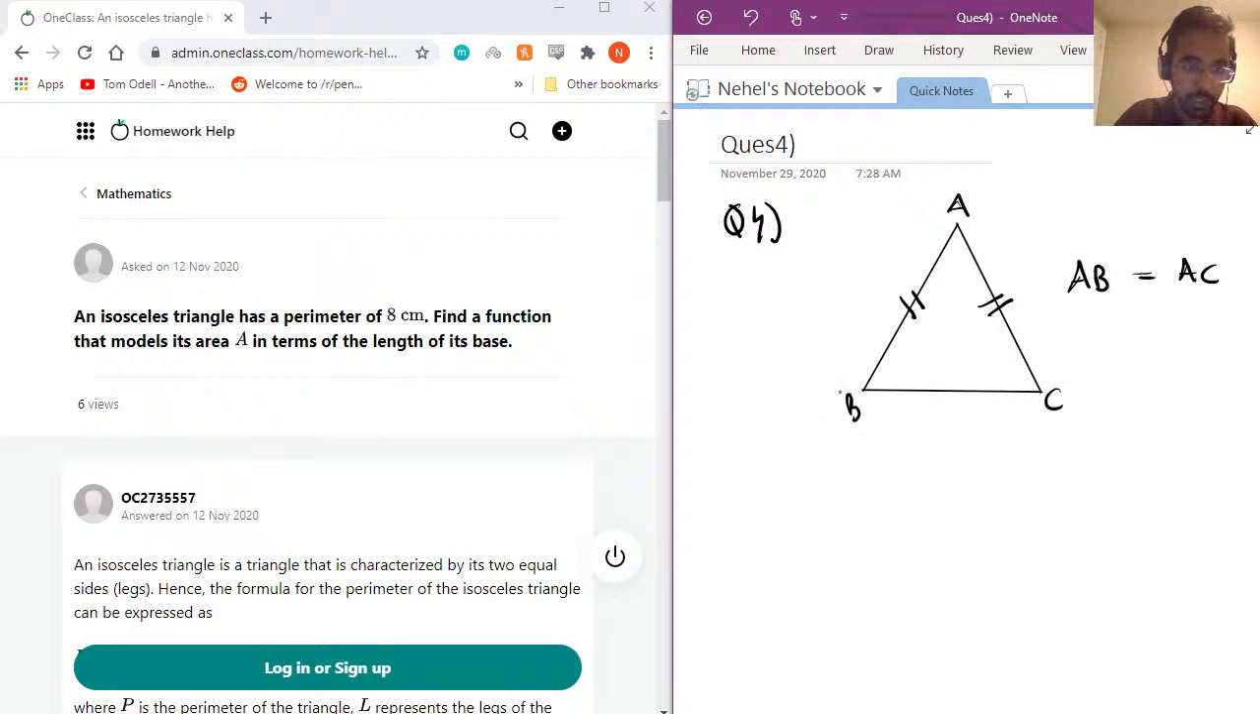In this question we're given that the perimeter is 8 centimeters and we need to find a function for the area in terms of the base, so BC. I'm gonna name these in a way so it's easier to represent. So I'm gonna call this side S. This side will also be S because we know it's an isosceles triangle. And then BC I'm gonna call the base.